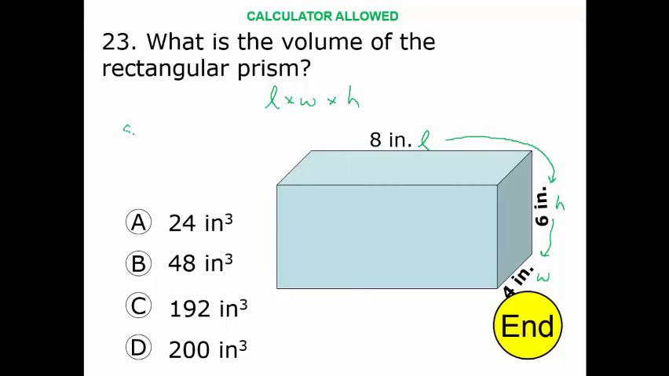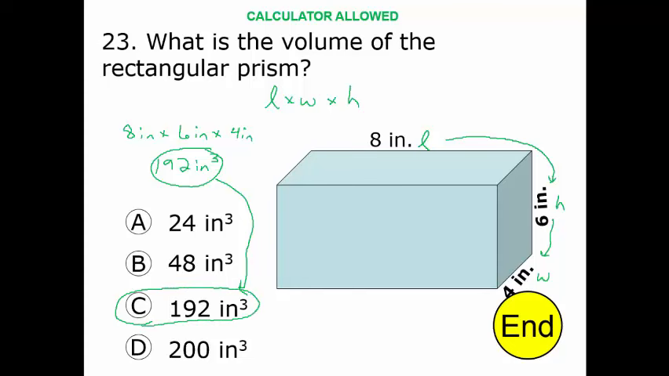So I'm going to take 8 inches times 6 inches times 4 inches. If you have your calculator, give that a try. 8 times 6 times 4. My calculator reads 192 inches cubed. I always do the problem first, see if it matches one of the answers. It clearly does. That usually indicates that you are correct. Letter C.